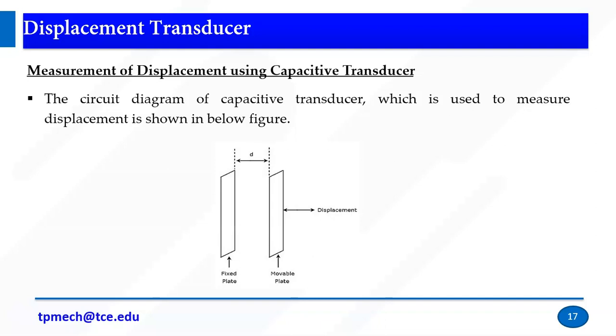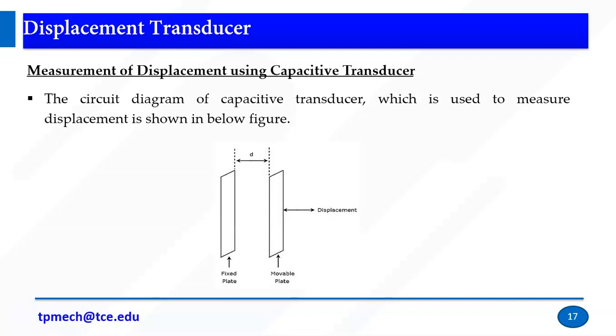We should remember the term inductive. We have one primary winding and two secondary windings, with a core in between. If I give voltage to the primary winding, the secondary windings get energized and give some output. The difference between these two secondary windings is called the output voltage. If the output voltage is 0, the core is in the central position. Otherwise, if the output voltage gives some value, we can tell whether the core is in the right or left portion. We can easily measure displacement, right?